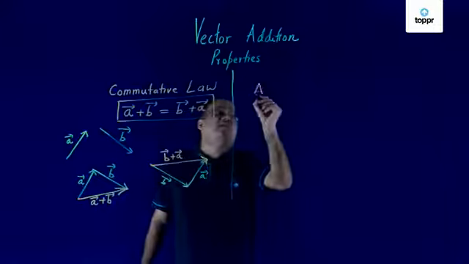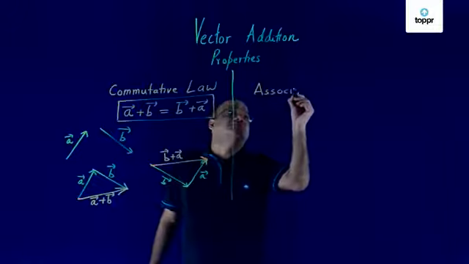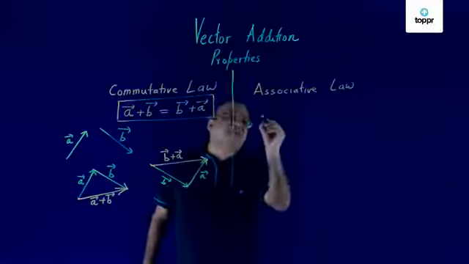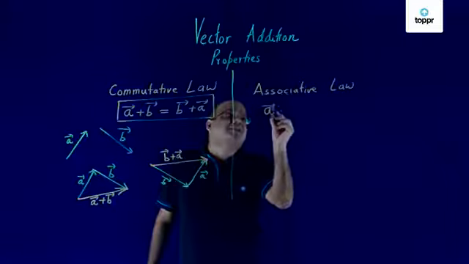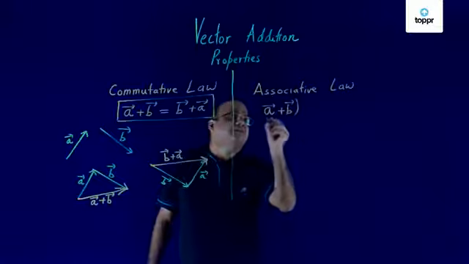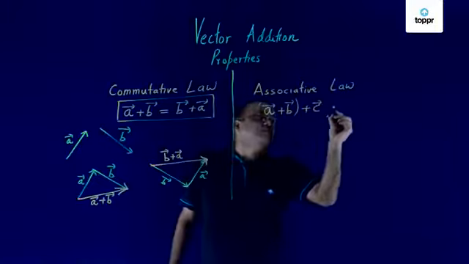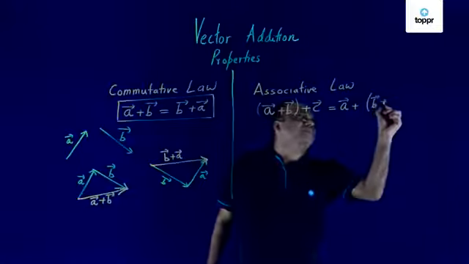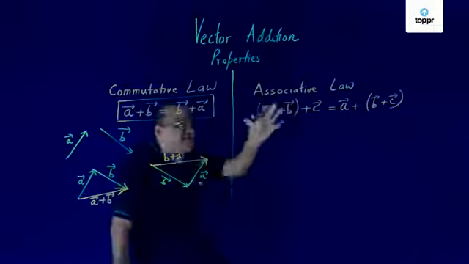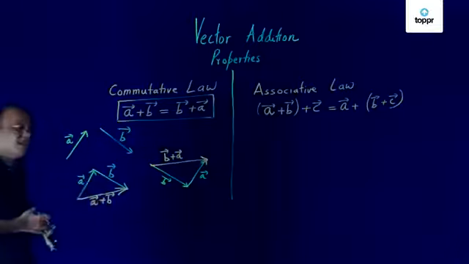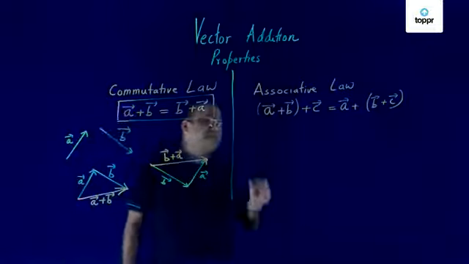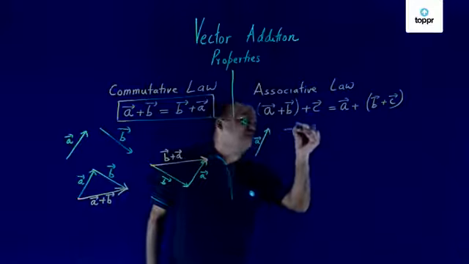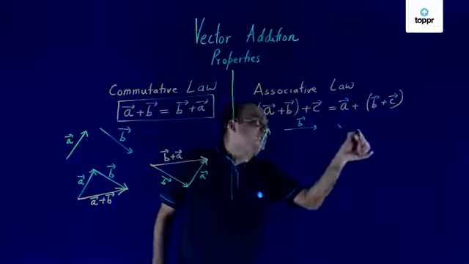The second law is called associative law. What is associative law? Associative law tells us A vector plus B vector plus C vector will be equal to A vector plus B vector plus C vector, with the grouping changed. Right? So we can associate them in any order. That is called associative law. Suppose this is A vector. This is B vector. This is C vector.